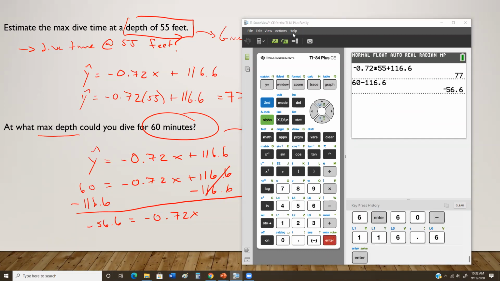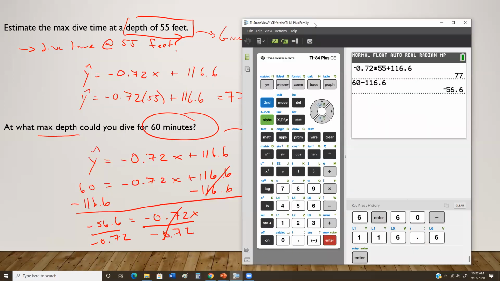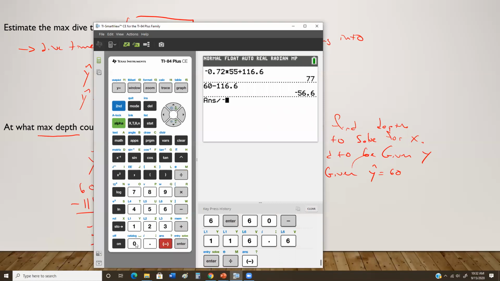Okay, then the next thing you're going to do is take this and divide. These are going to cancel: a negative divided by a negative becomes a positive. So I'm going to take this negative 56.6, divide it by negative 0.72, and you get 78.61 repeating. I'll just do it as 78.6.